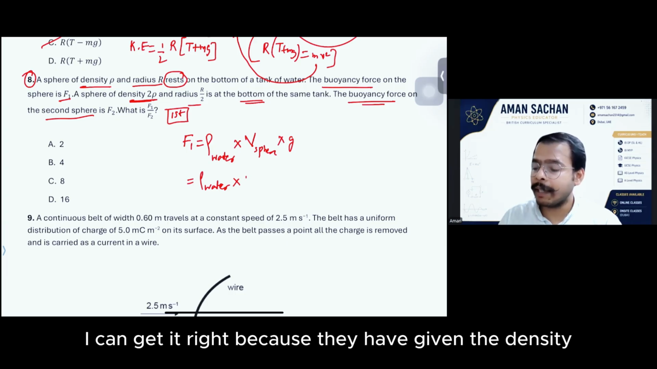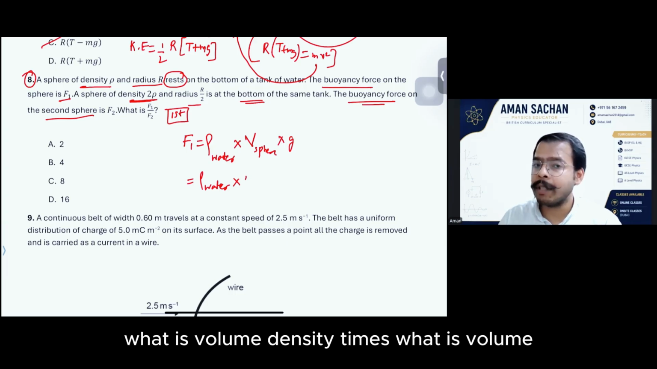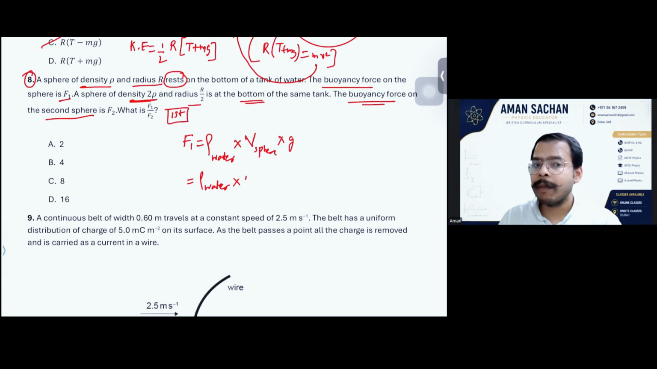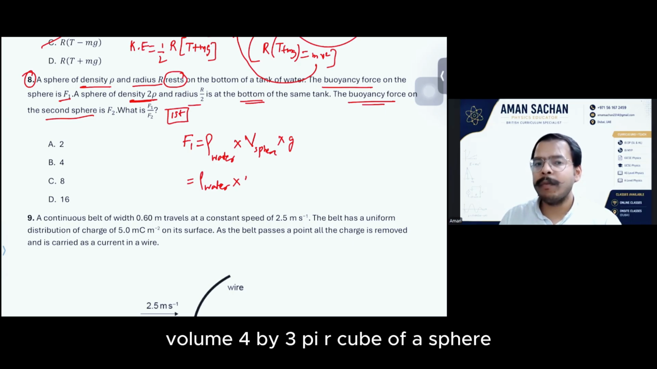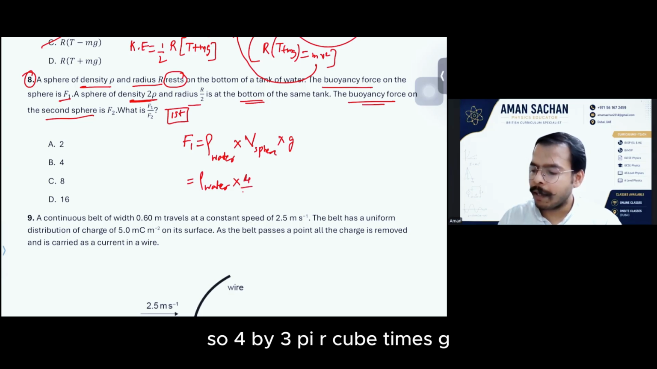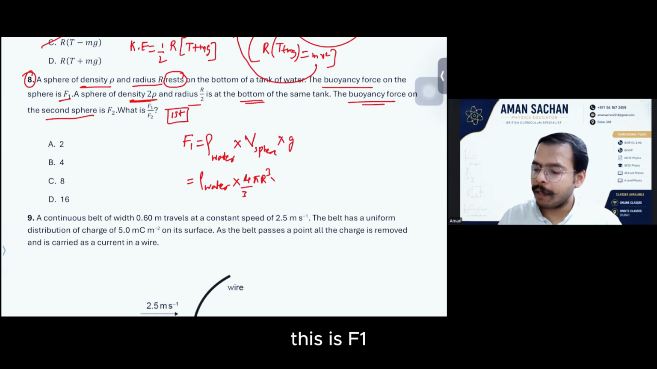Because they have given the density. What is volume? Volume of a sphere is 4 by 3 pi r cube. So F1 equals density of water times 4 by 3 pi r cube times g. This is your F1.